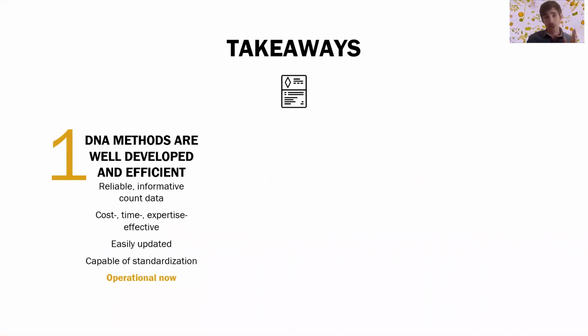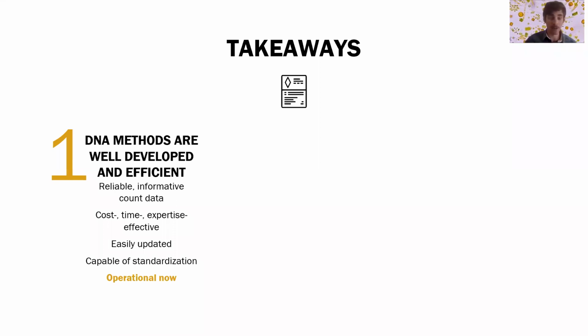I want to go ahead and start right away with some takeaways that respond directly to those questions. As to what the benefits of DNA methods are, they're well developed as a general methodology and they're efficient. They provide reliable, informative count data, in this case for diatoms. They're cost, time, and expertise effective, and they can be easily updated and standardized with the proper coordination. So this aspect of using DNA methods is operational now.